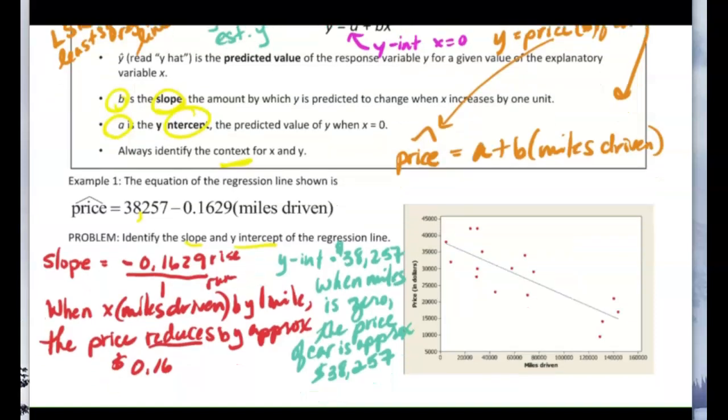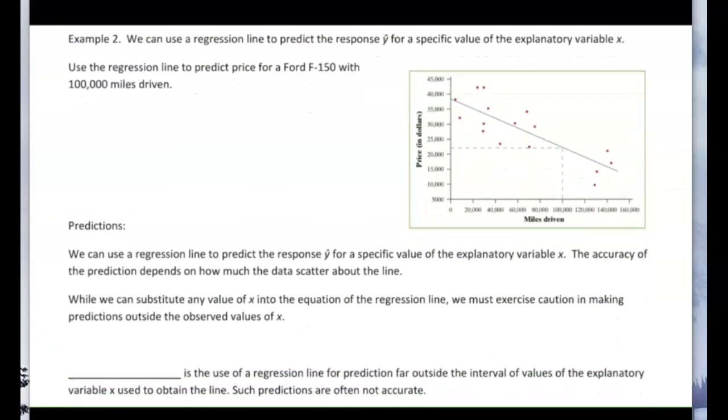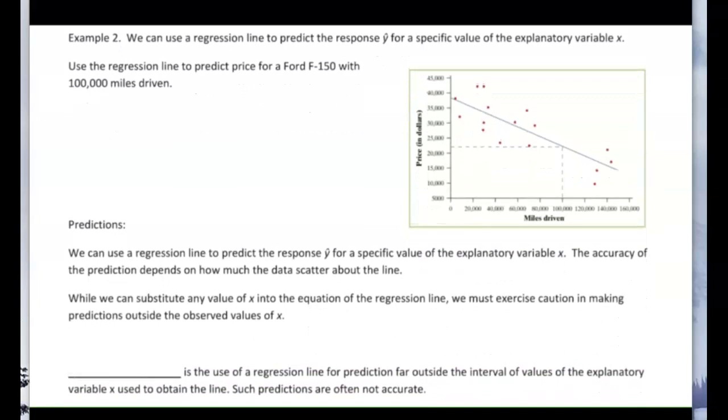All right, so let's go on to a second example here. We are still using this exact same scatter plot of miles and price. And we're saying we can use the regression line to predict the response y hat for a specific value. So the next thing they're going to do is they're going to ask you, use your regression line or use the graph to predict a price of something. So this is a Ford truck with 100,000 miles driven, right?